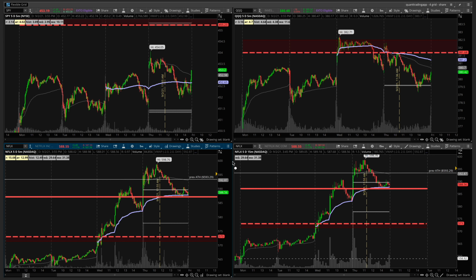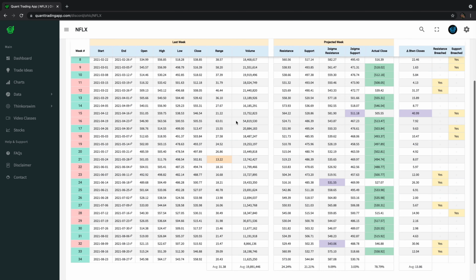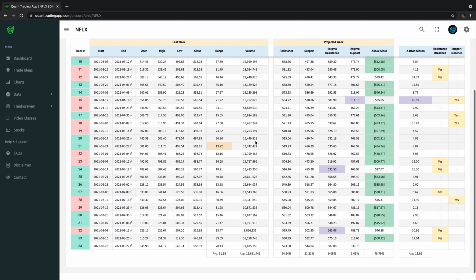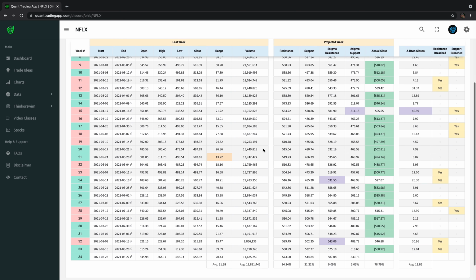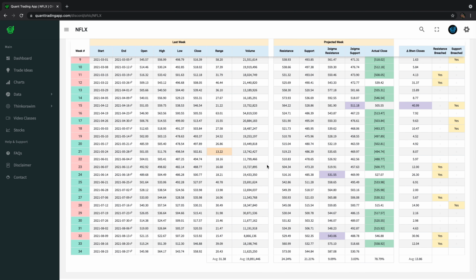Now I want to point something out here. Quant Trading app lets us know what the average weekly ranges are and things like that on certain tickers. So that's what this level is right here. The WA means weekly average. I do know the weekly average for Netflix right now is 31. Heading over to Quant Trading app, this is just one of the quick features that it has. If we take a look, we can see that the average range right now for Netflix is 31.38 points, and it's letting us know what the previous ranges are, as well as certain levels, percentages, and things like that.